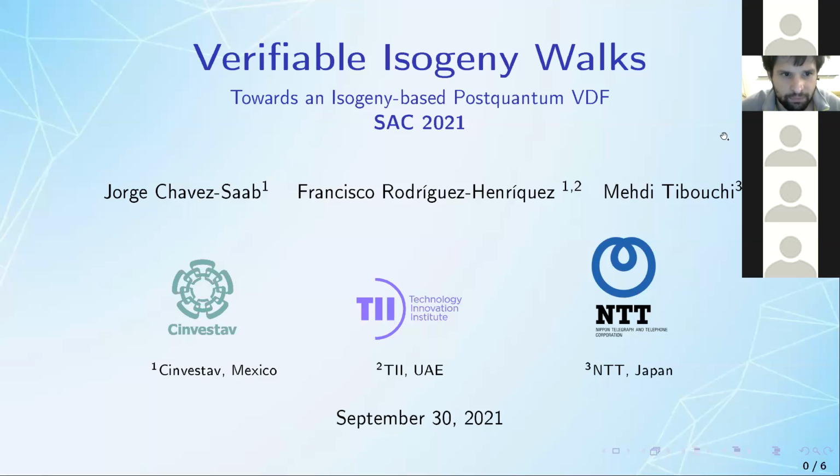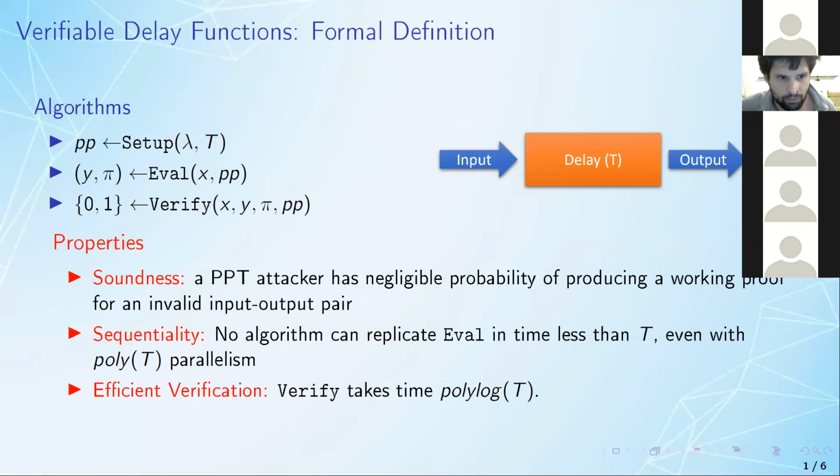Yes, hello, thank you for the introduction. So I'm going to talk about verifiable isogeny walks and how we can use this to get a post-quantum verifiable delay function. So let me first talk about what is a VDF. Verifiable delay function, basically, the idea is that we have a function whose output is determined at the moment we pick an input, but no one is going to be able to guess what it is or to compute it before a prescribed delay, which we call capital T.